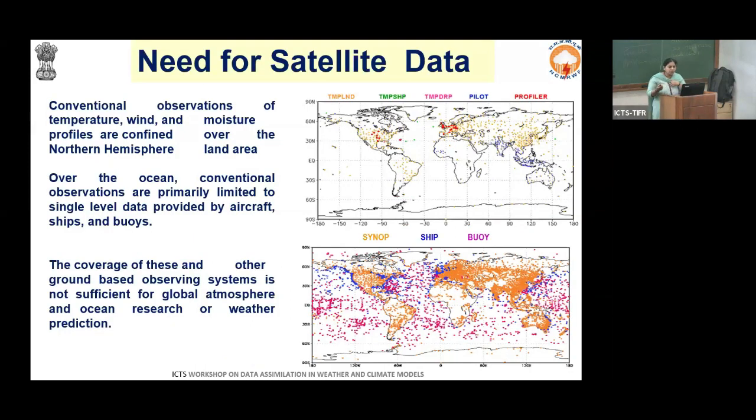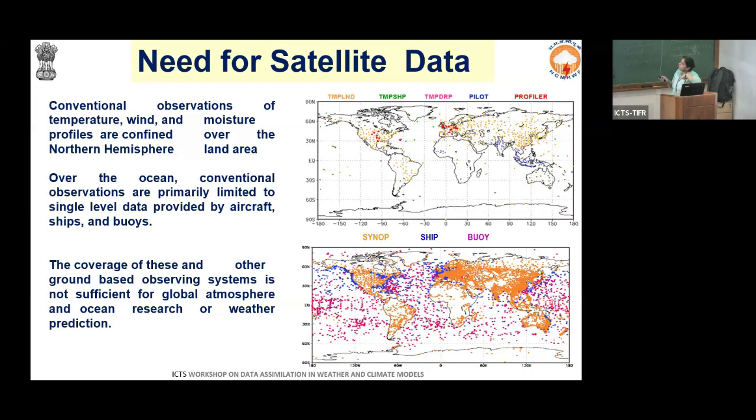Okay, so Fiona already explained why we need the satellite data. These are the conventional data. The limitations of conventional data are mainly that the upper air data is confined over the northern hemisphere, and we don't have much observation over the southern hemisphere and over the ocean. Surface observation has almost global coverage, but again, it is a single-level observation. We don't have the information above that.